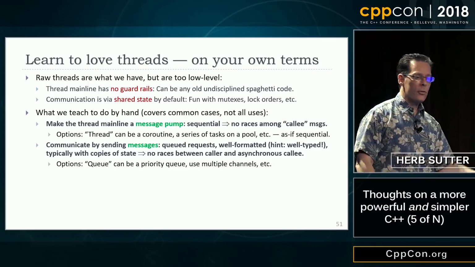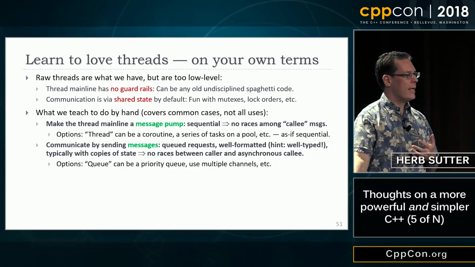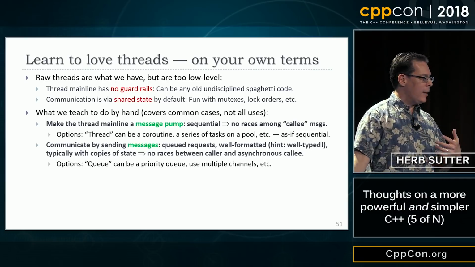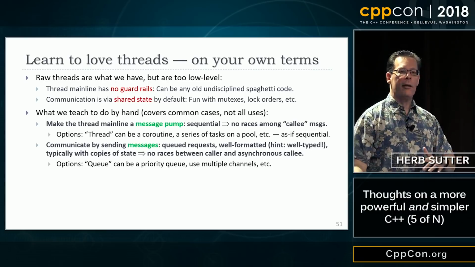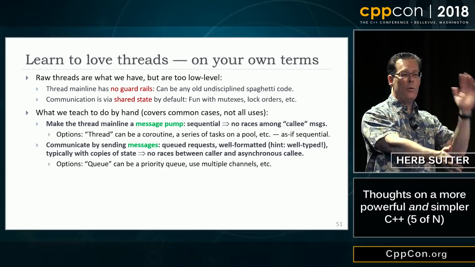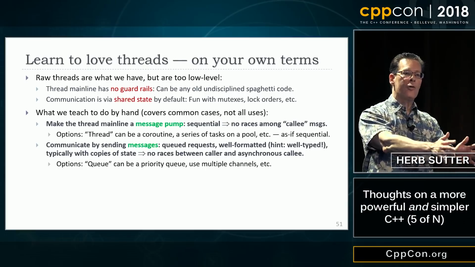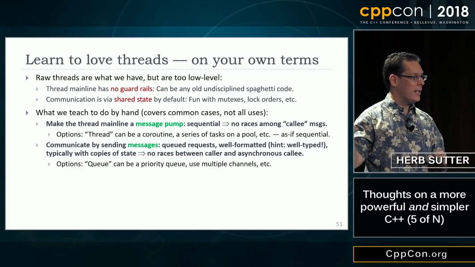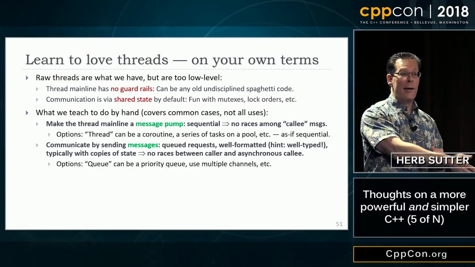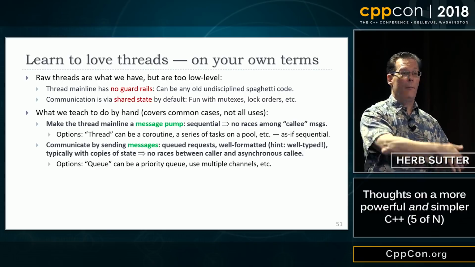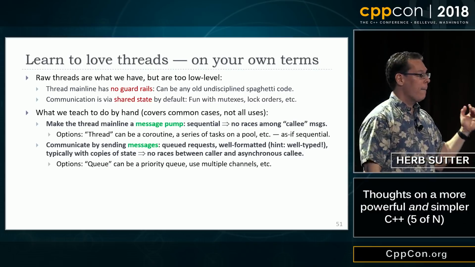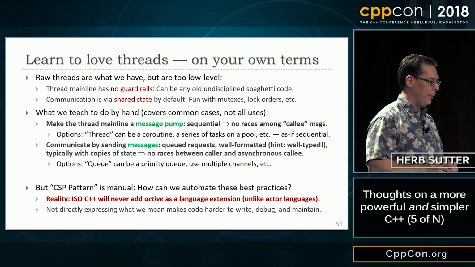You could do this with coroutines. You could use a series of tasks on a thread pool. You can use a priority queue, multiple channels. I'm just going to show an actual thread with one queue. And I'm pretty sure that most people here seeing that can then write the advanced examples pretty quickly by ourselves. But let's see how to do the basic example.